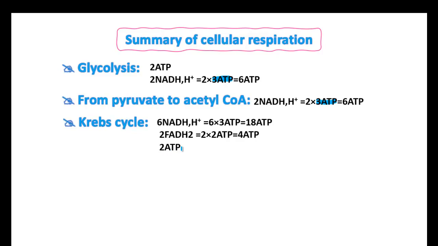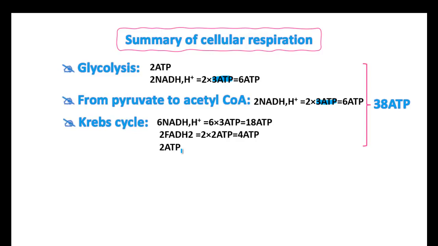Now, in total, for all these reactions of cellular respiration, we will end up producing 2 plus 6 ATP plus another 6 ATP plus 18 ATP plus 4 ATP plus 2 ATP. So we will have in total 38 ATP, and this is the output of cellular respiration.